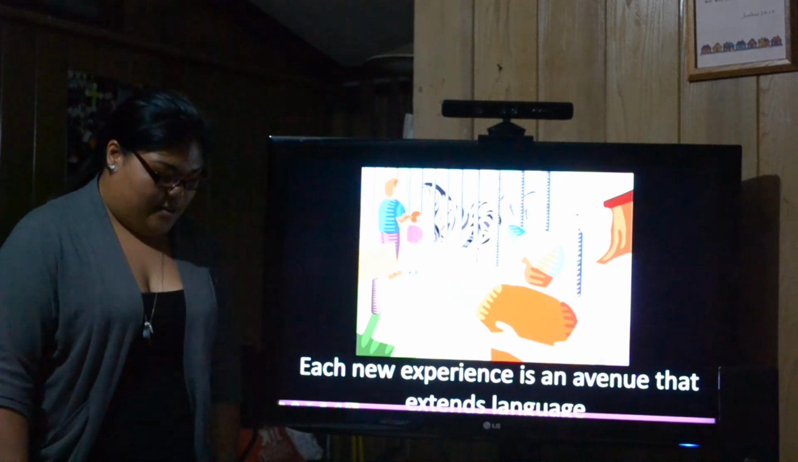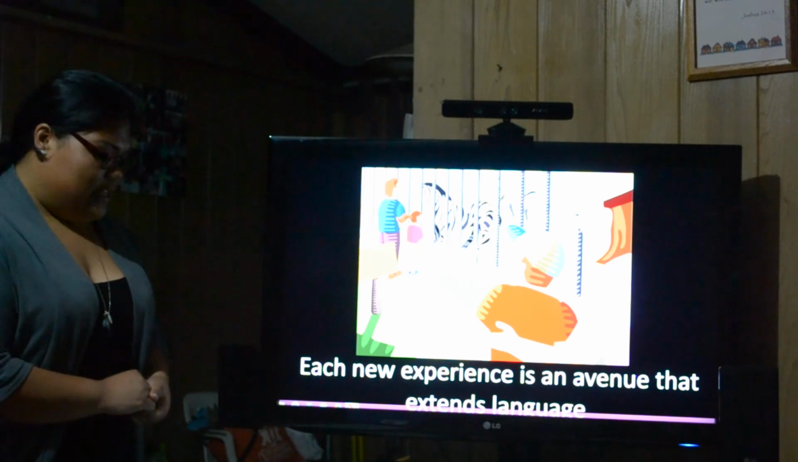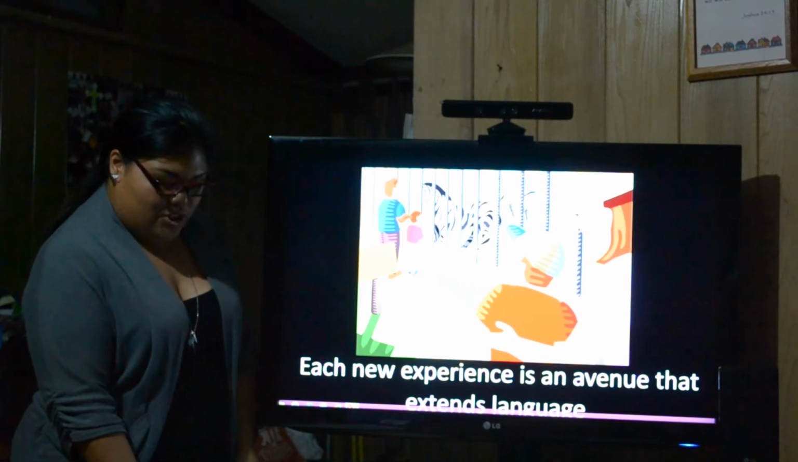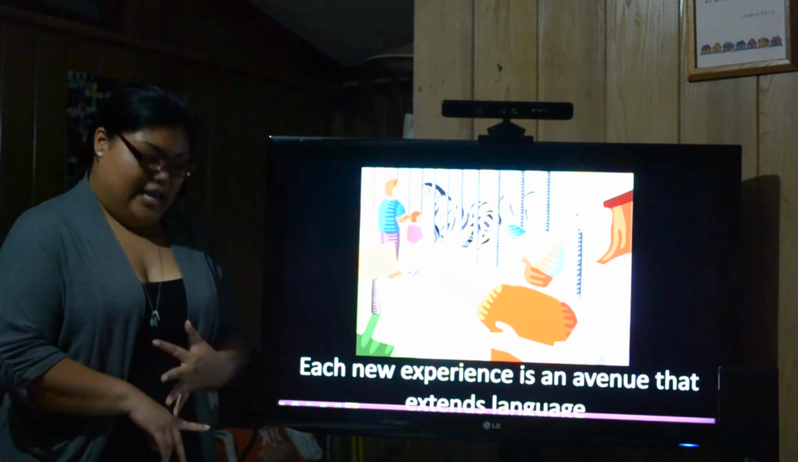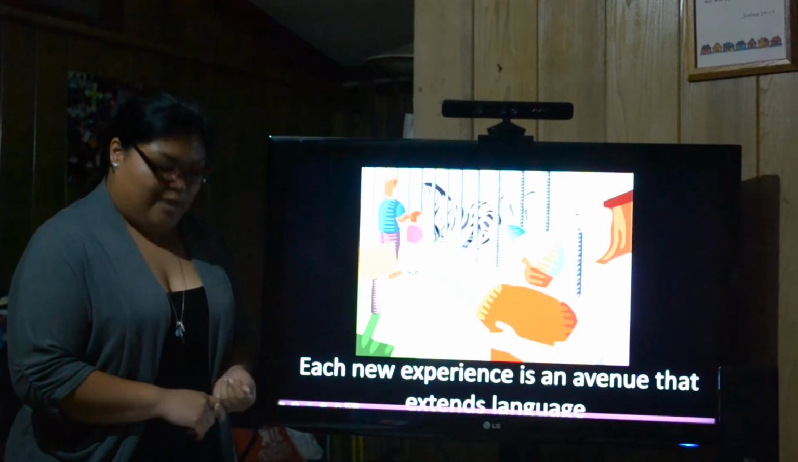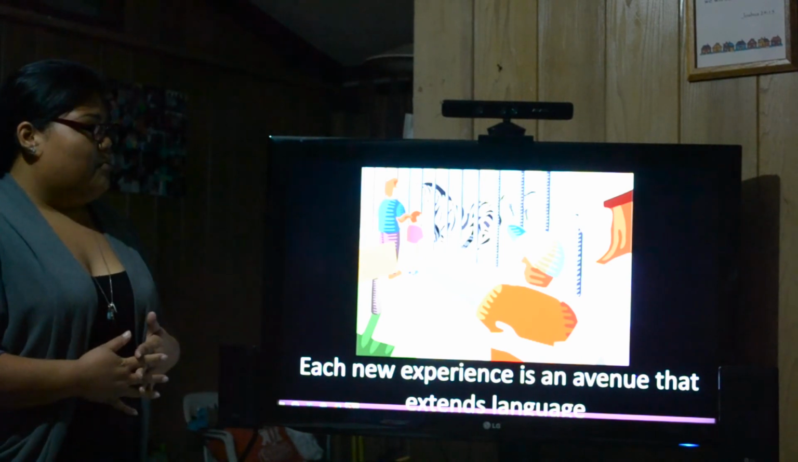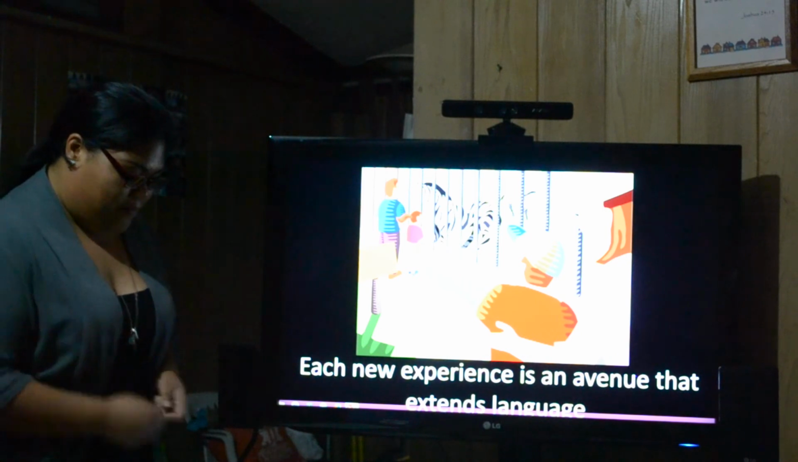So there you have it. In conclusion, each new experience is an avenue that extends language in some way or form. Remember that children learn language through absorbing, listening, imitating, and practicing the routine of daily activities, like brushing teeth or changing clothes, as well as experiencing new activities such as going to the zoo for the first time.